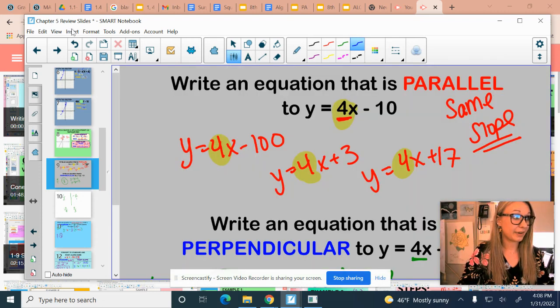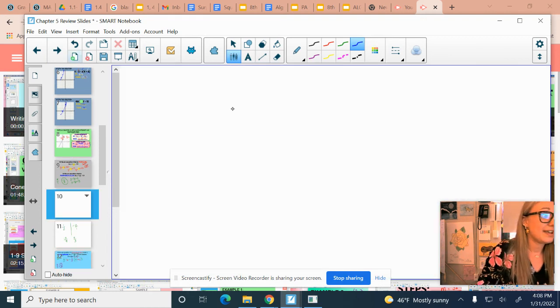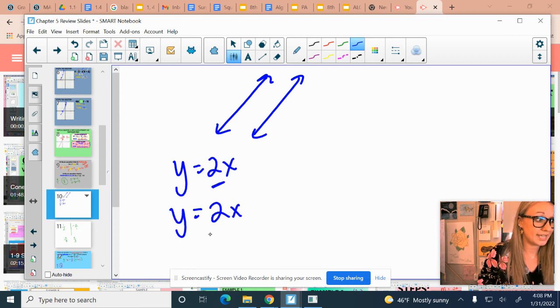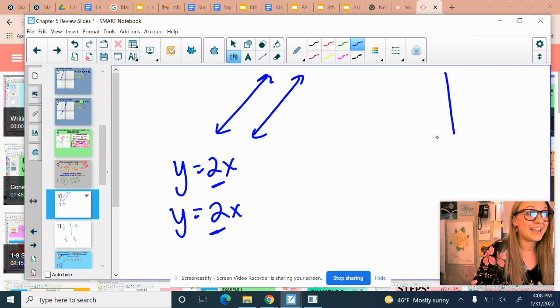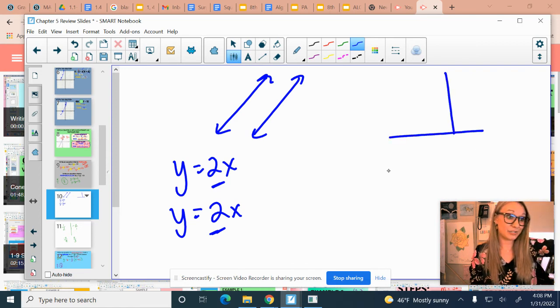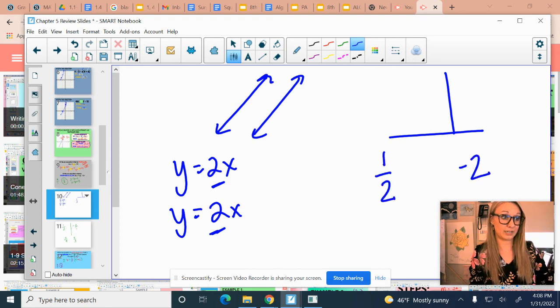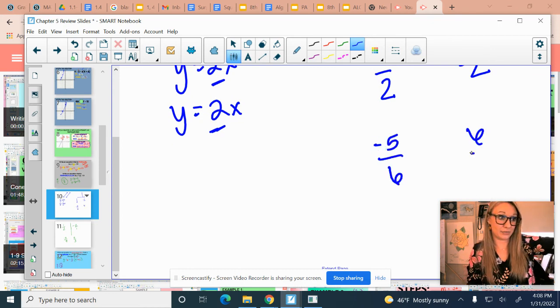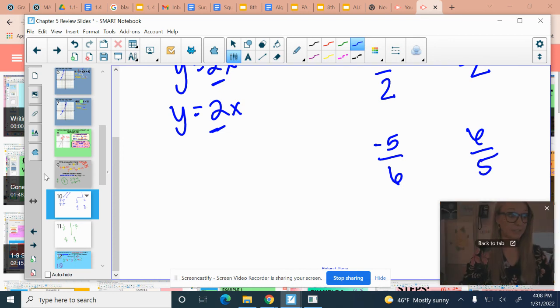We talked about parallel and perpendicular lines. Parallel lines that look like this never intersect, and they always have the same slope, same, parallel. If they are perpendicular, they are opposite reciprocals. So if I tell you your slope is 1/2, the opposite reciprocal would be -2. If I gave you a slope of -5/6, your opposite reciprocal is 6/5. That's perpendicular.